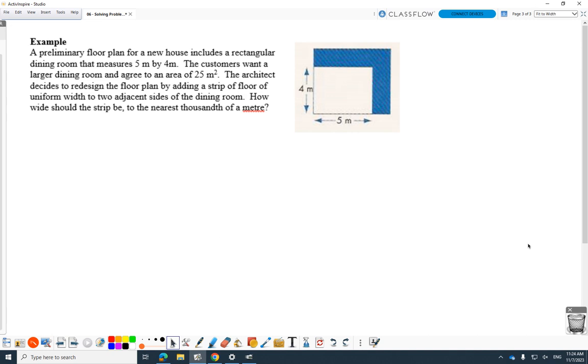They want bigger. The architect says, okay, if I'm going to make it bigger, I got to make it bigger the same on both sides. I got to make this strip a little bit bigger. So I'm going to make it a little bit bigger here and a little bit bigger here. So my let x statement is the width of the new strip.